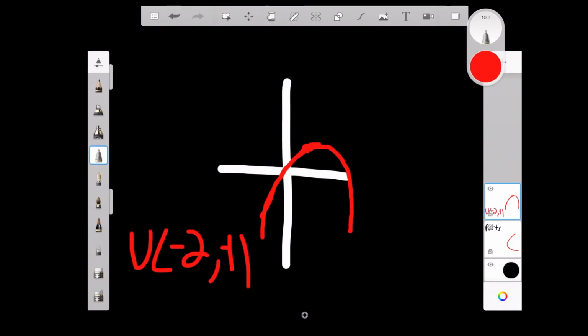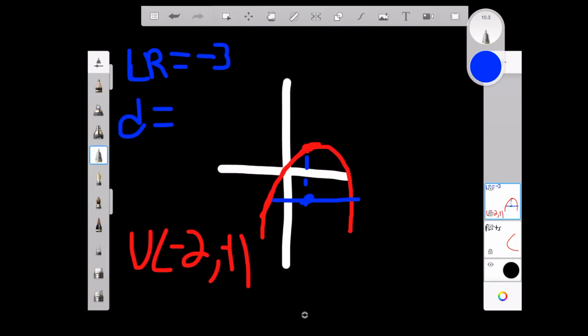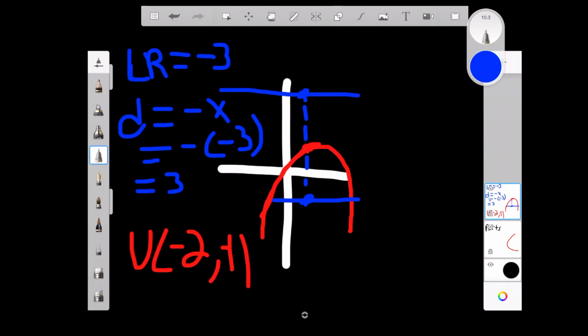Now we just have to find the focus. So our focus depends on the latus rectum. So our latus rectum a is negative 3. So it's negative, so it goes downward. So 3 steps, and now you have the focus. The directrix is equal to negative a. So if we substitute the negative 3, we get positive 3. So we go upward instead of downward. So here is your directrix.